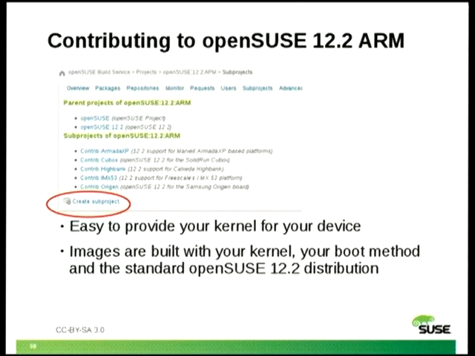So this is just a snapshot of the build service. You can see that we have various sub-projects for openSUSE 12.2. There are already several community members working on packaging up all the missing pieces for a particular device, so that together with the ARM distribution that we created, you can build a fully working system for this particular chipset.